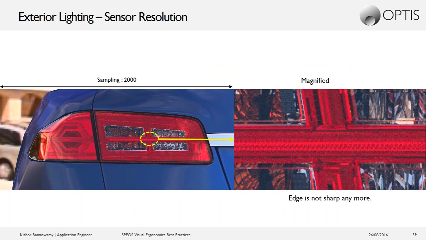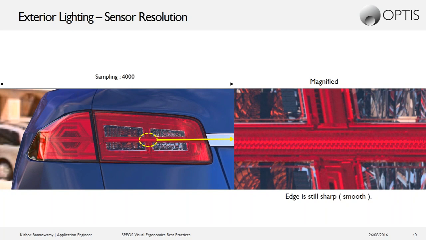So an example, at 2,000, we see the result on the left appears quite nice. However, when we magnify the center of the result, we can see that the edges don't appear to be sharp. So for this, we would have to increase the sampling further. So at 4,000, you can see the edges appear sharper, so you still have that smooth appearance to the edges.